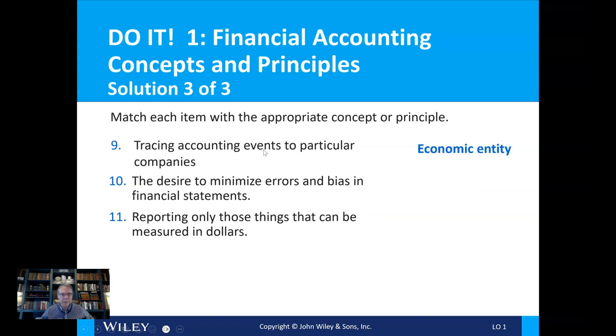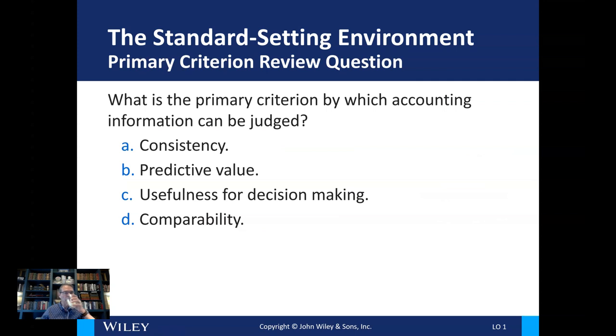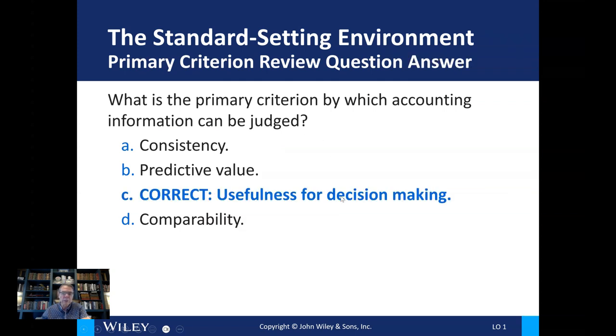Okay. Tracing accounting events to particular companies. Let's see, what is that? Economic entity. Desire to minimize errors and bias in financial statements. Faithful representation. Reporting only those things that can be measured in dollars. Monetary unit. And getting back to the monetary unit, you have to be able to measure it in dollars. So you can't put things on your financial statements that you can't measure. What is the primary criterion in which accounting information can be judged? I'm thinking usefulness for decision making, and that really is the criteria here.